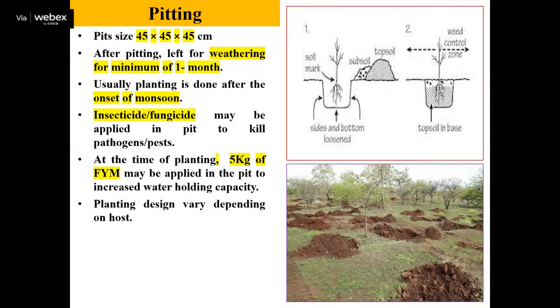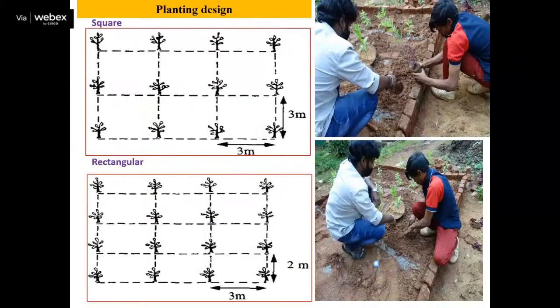And this is the pitting. This is also the normal size, 45 by 45 centimeters. After pitting, you leave the land for weathering for 1 month. Farmers do the pitting with a JCB, and they add 10 to 15 kg of well decomposed farmyard manure. Very rarely do they apply chemical fertilizers. And as I told you, there are different designs, so accordingly we can plan it.